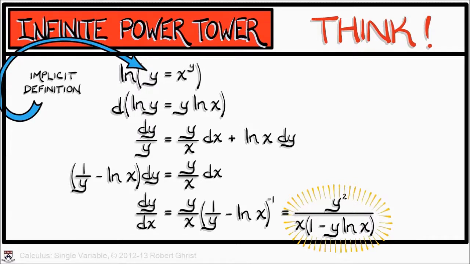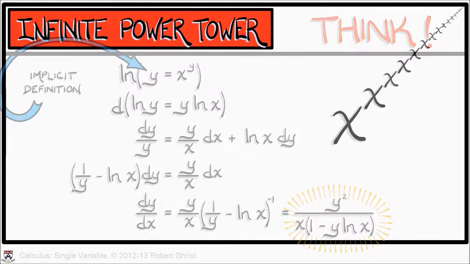Now, notice, there's no way we're going to be able to solve this as a function of x itself. We can't eliminate those y's completely. We could substitute back in the infinite power tower. That would make our formula a little bit messy looking. But consider how easy it was to do this computation and get a formula for the derivative.